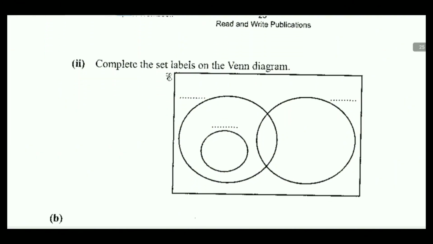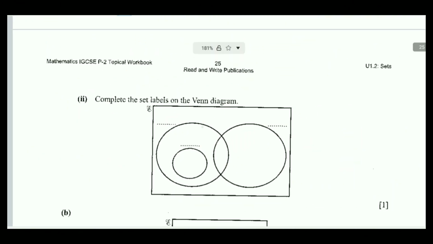Complete the set labels on the Venn diagram. So what does this mean? If a circle is inside the circle, it means this is the circle of the subset of that set. If a set is the subset of another set, that set will be inside that set. Like if A is a subset of B, A will be inside and B will be outside. It means that all the elements of A are also included in B.